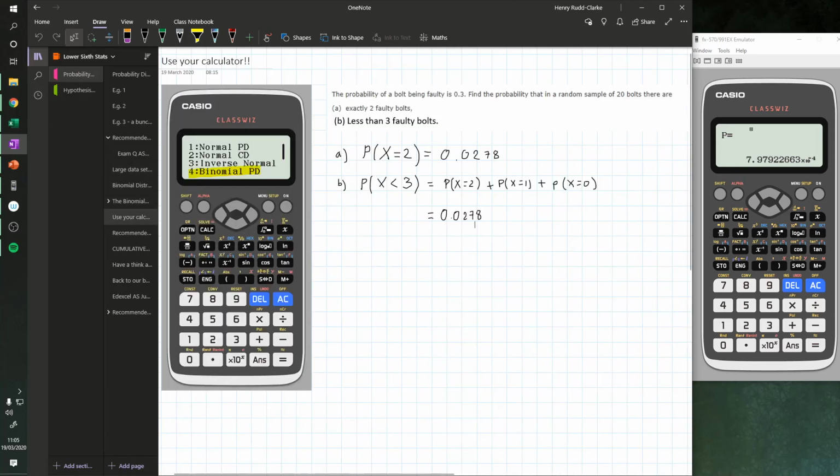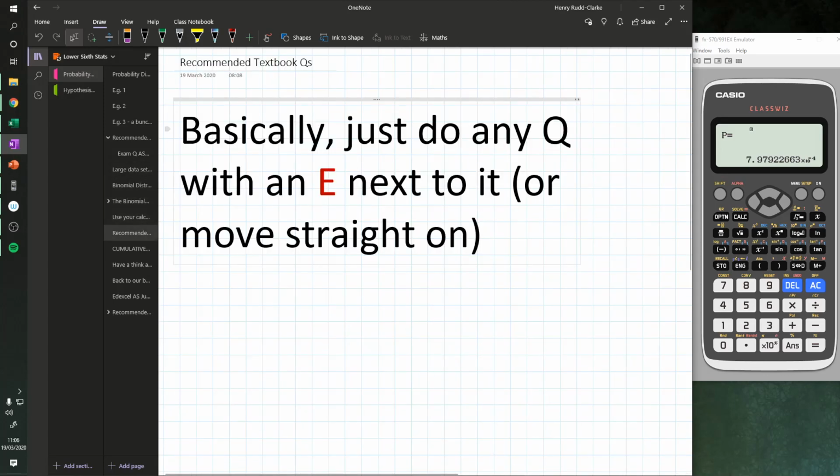This is a bit of a quick run through because we want to get on to the next bit quite quickly. This is quite similar to what we were doing up here anyway. If you want to do some questions from a textbook at this point, just do any question with an E next to it. There's only a few of them in the exercise. This is exercise 6B. So you want to be doing those questions. I'm going to move straight on now.